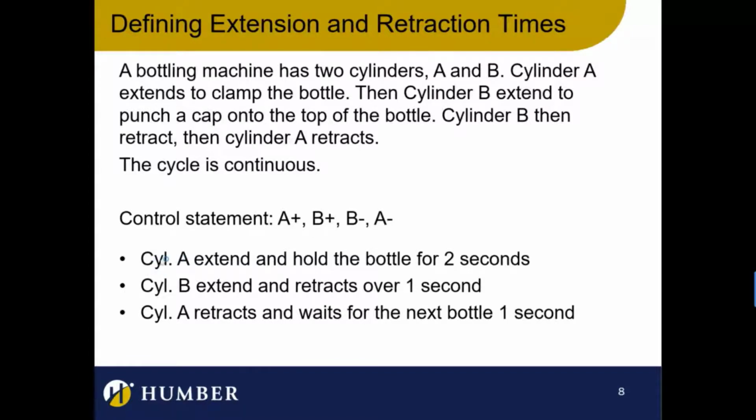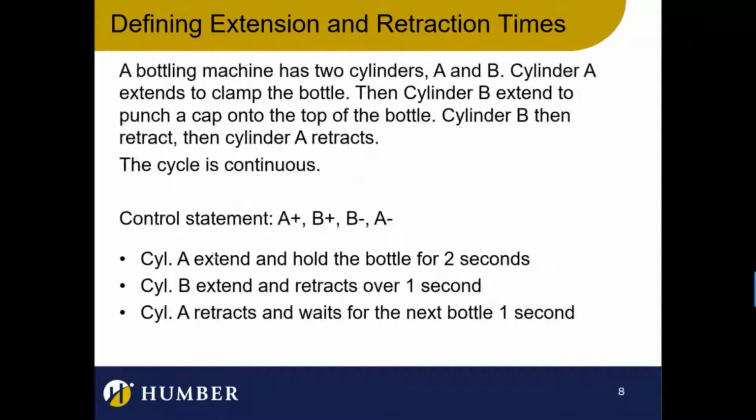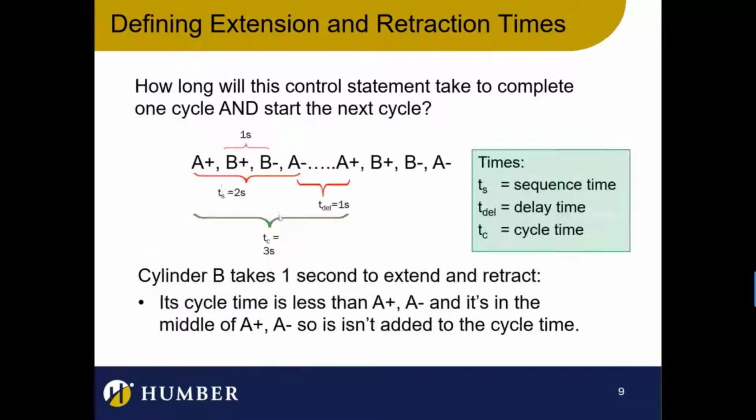Okay, so let's take a look at this step by step. Cylinder A extends and holds the bottle for 2 seconds. It doesn't tell you how long it takes to extend. It's just assuming it extends really quickly, and it holds it for 2 seconds. Now, during that 2 seconds, cylinder B extends and retracts over 1 second, because we know that's happening in between. So cylinder B extends and retracts for 1 second.